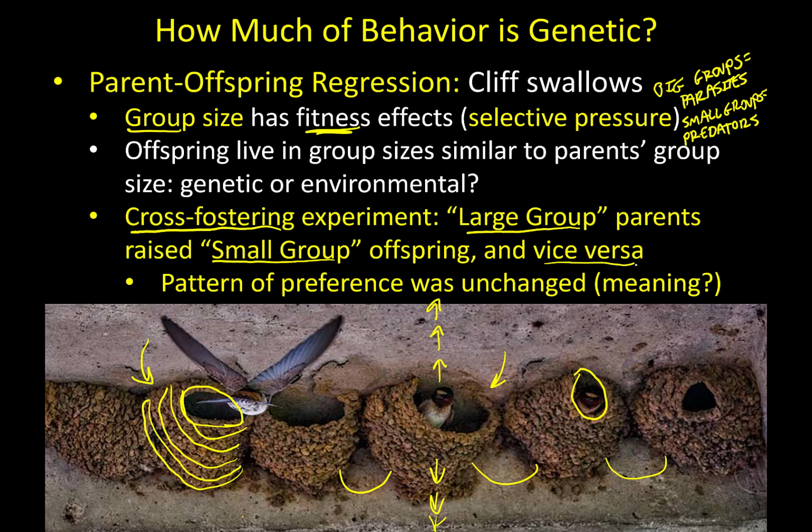What you see when you do this cross-fostering experiment is that the pattern of preference in offspring is unchanged. What that means is that even though small group offspring were raised by large group parents, they still nested in small groups when they were adults. Large group offspring, raised by small group parents, likewise ignored their upbringing in the small group and chose to live in large groups as adults.